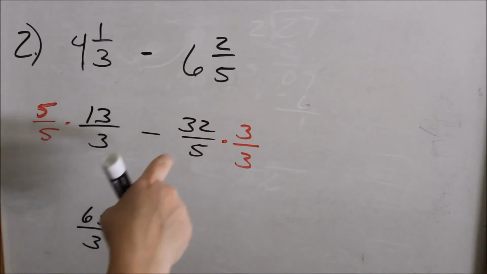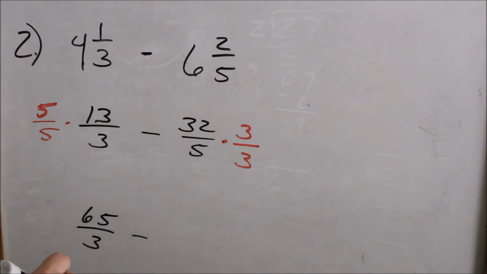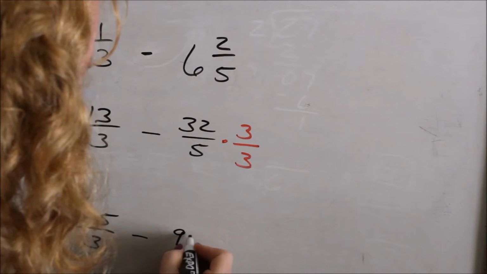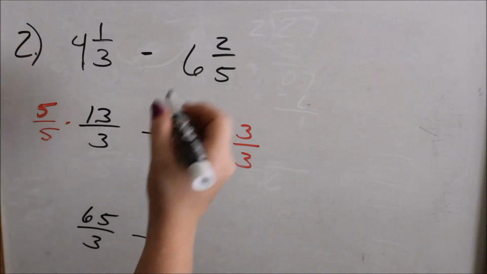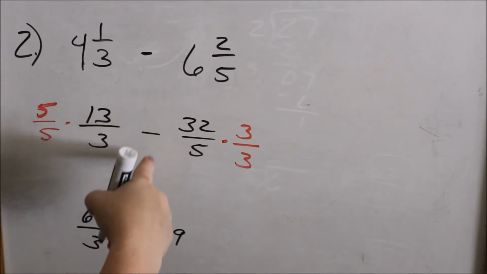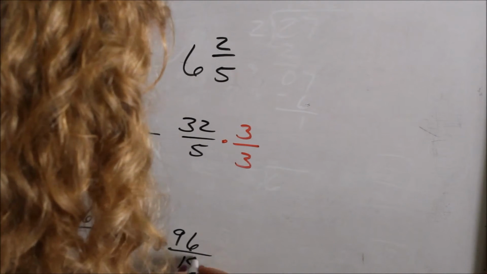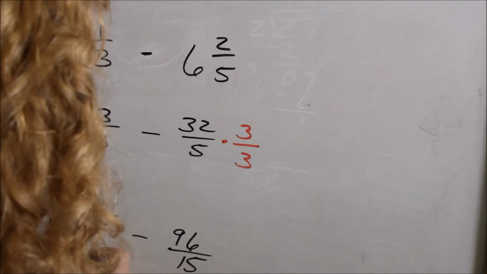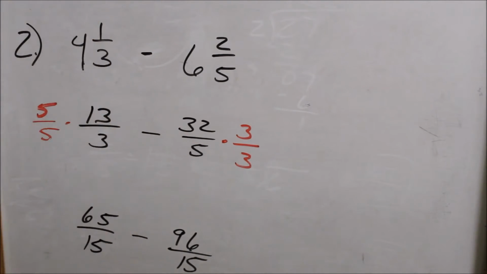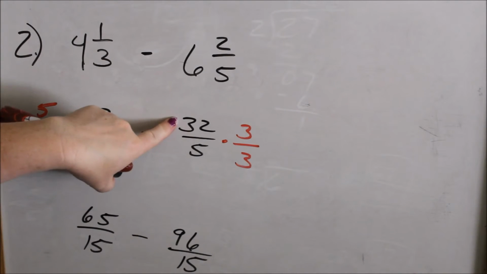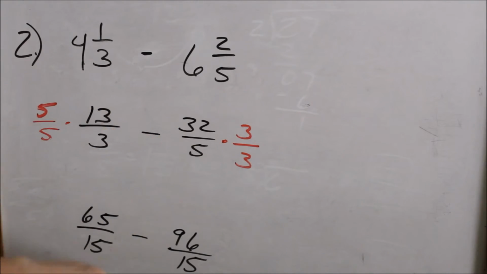Subtracting, 3 times 32. Oh, I thought my cameraman was trying to correct me on this. That's correct. I already knew this. 32 times 3, 96. I knew that. I didn't need help with that one. Over 15, and this denominator should actually be 15. So 65 over 15, and then 96 over 15.